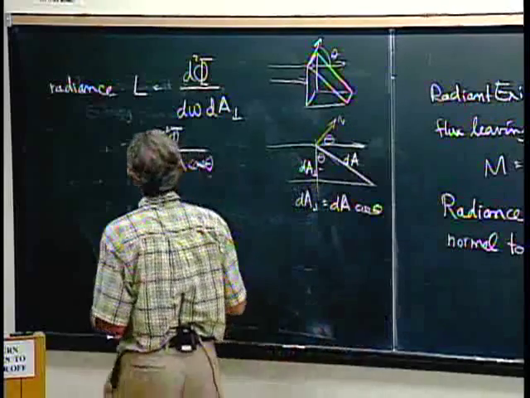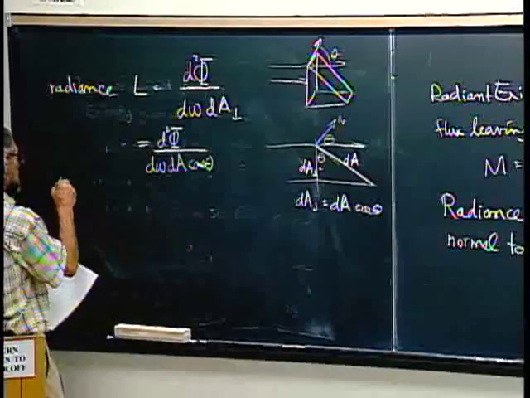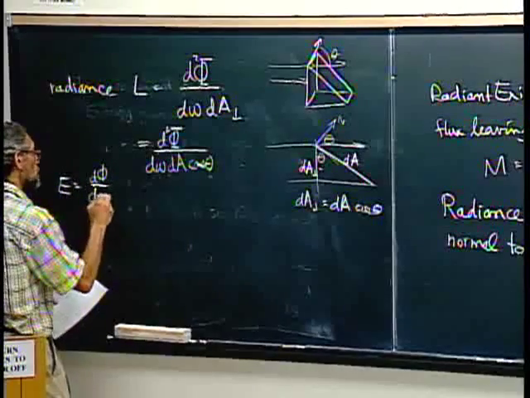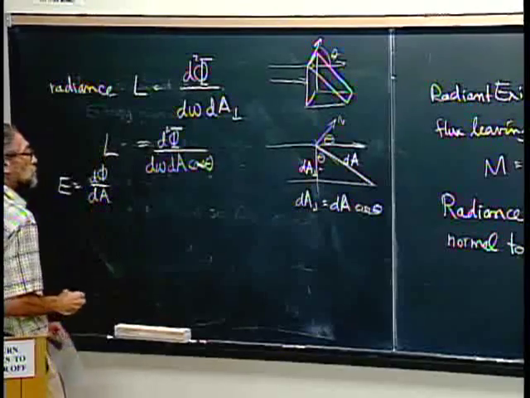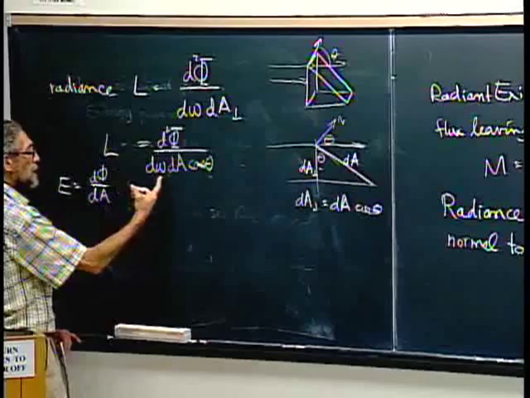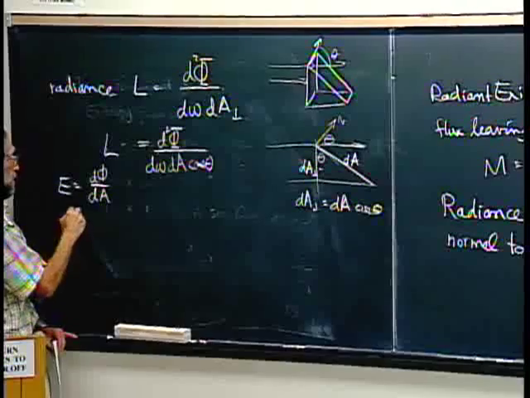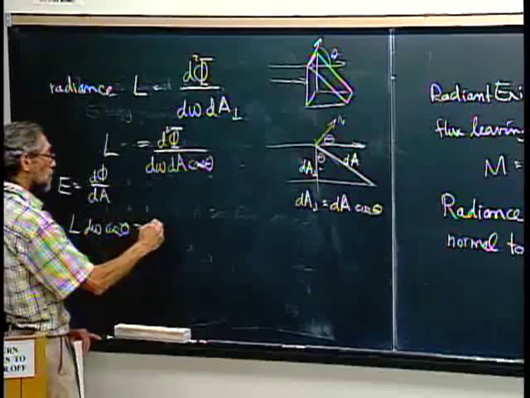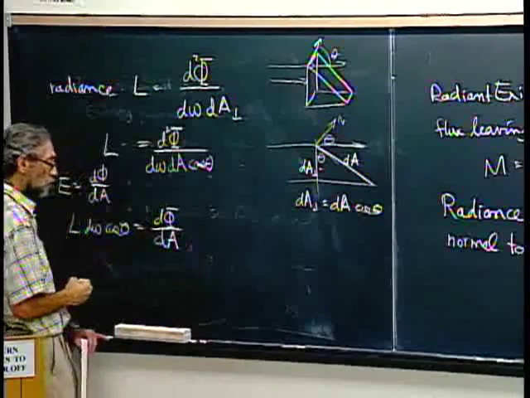So remember, did I erase it? Irradiance, I guess I did, right? It was under here. The irradiance was the flux per unit area. So I can relate it to radiance times solid angle. If I multiply by d omega and cosine theta, I will get L d omega cosine theta equals the flux that actually intercepts my area that isn't normal to the beam.